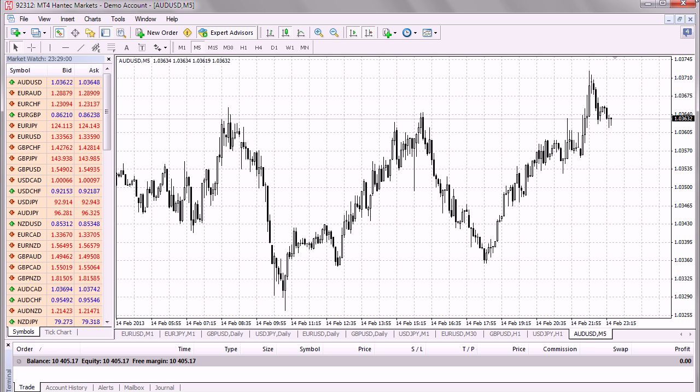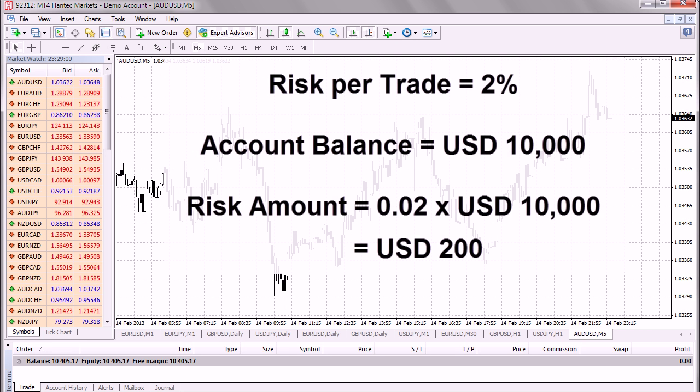Having predetermined the amount of risk you're willing to take per trade, apply this to your account balance to reflect the actual amount of money you are willing to risk per trade. For example, if you're willing to risk 2% of your account balance on any single trade and your account is held in US dollars with a balance of $10,000, the amount you're willing to risk per trade is 0.02 times 10,000 US dollars, which equals 200 US dollars.